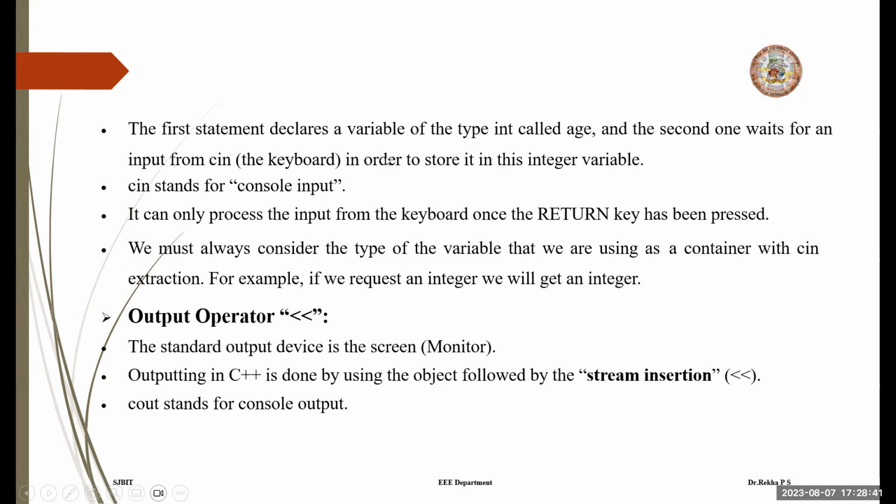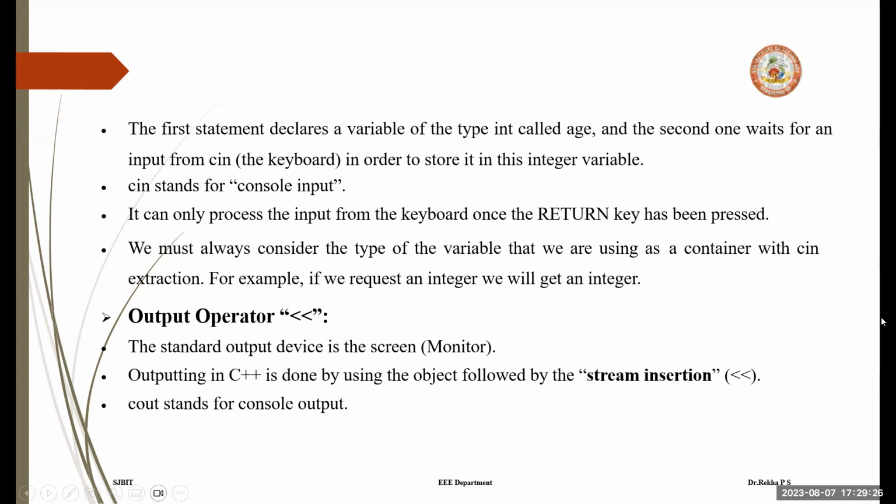The first statement declares a variable of the type int called age, and the second one waits for an input from cin, that is from the keyboard, in order to store it in this integer variable age. cin stands for console input. It can only process the input from the keyboard once the enter key has been pressed. So we must always consider the type of the variable that we are using as a container with the cin extraction. For example, if we request an integer, we will get an integer. That's it.